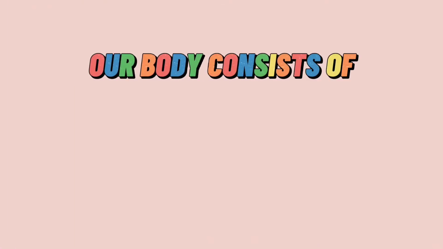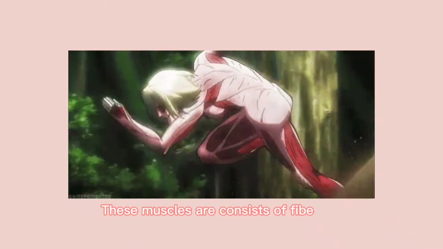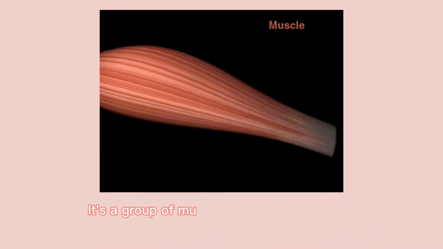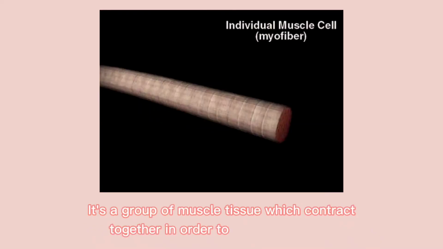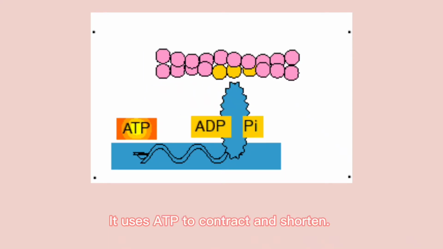Our body consists of bones, nerves, and muscles that allow us to move freely. These muscles consist of fibers of muscle cells surrounded by protective tissue. It's a group of muscle tissue which contracts together in order to produce a force. It uses ATP to contract and shorten.